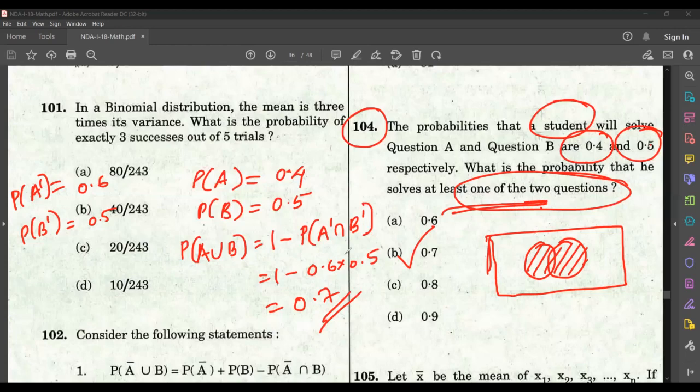So that is nothing but 1 minus P of A complement intersection B complement. A complement means what? P of A complement is 1 minus P of A. P of B complement means 1 minus P of B. So put that, you will get the answer as 0.6 and 0.5. So 1 minus 0.6 into 0.5, that is 0.7.